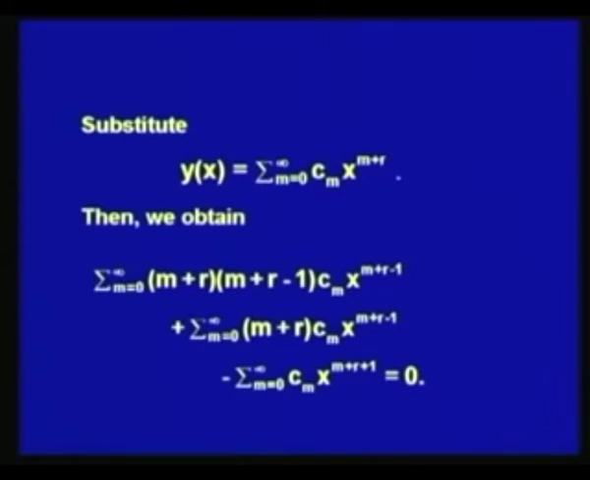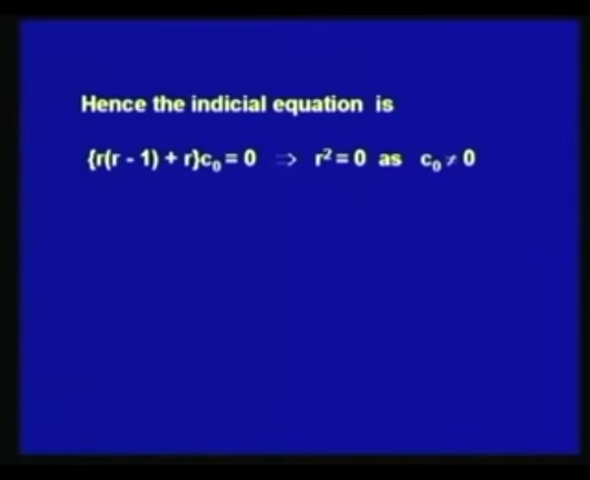The coefficient of the lowest power of x here will be obtained by taking m equal to 0. From the first term, when you take m equal to 0, you get x to the power r minus 1. In the second term also you get x to the power r minus 1, but in the third term when you take m equal to 0, you get x to the power r plus 1. So the least power of x is r minus 1, and the coefficient of x to the power r minus 1 is available from the first and second terms only. So the initial equation therefore is given by the coefficients of x to the power r minus 1 present in the first and second terms.